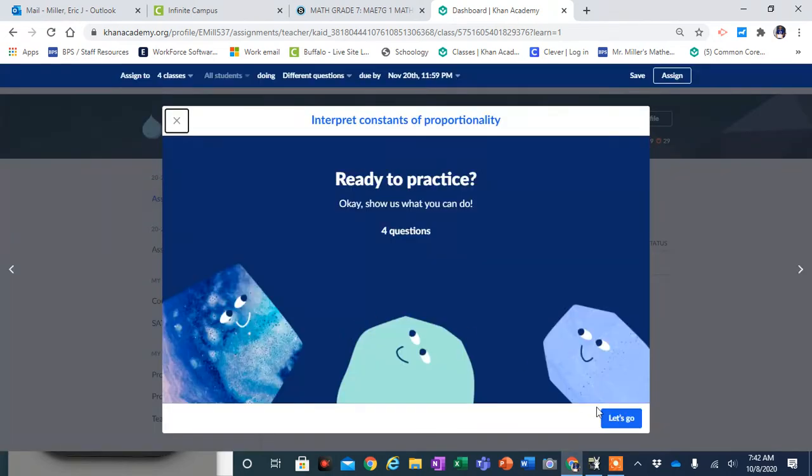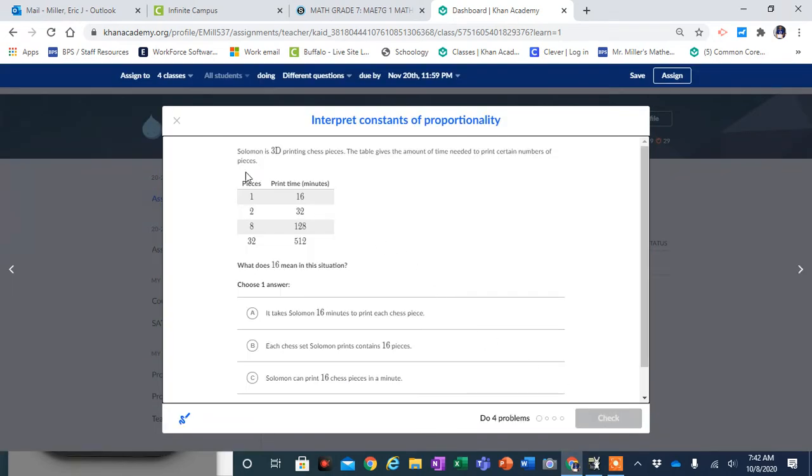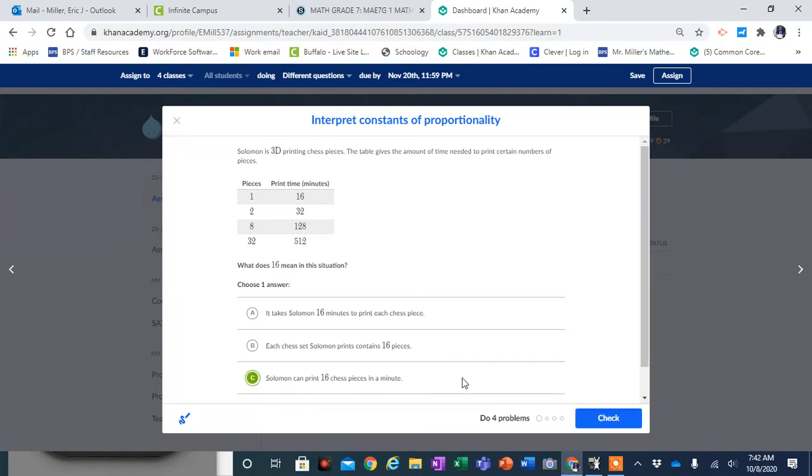So I'll do a few more. For this one, Salman is 3D printing chess pieces. The table gives the amount of time needed to print certain numbers of pieces. What does the 16 mean? So in 16 minutes, you can make one piece. So Salman can print 16 chess pieces in a minute. If you were to do minutes per piece, it would be 16. 32 divided by 2, 16. 128 divided by 8, 16.